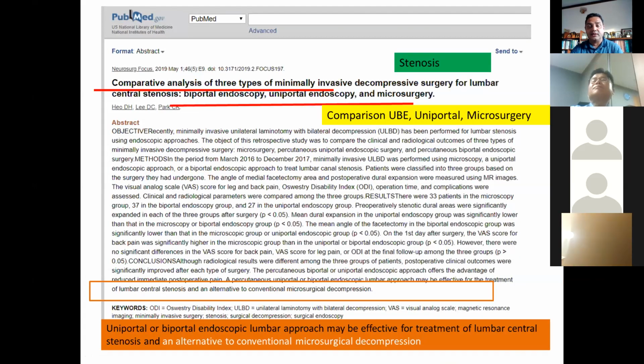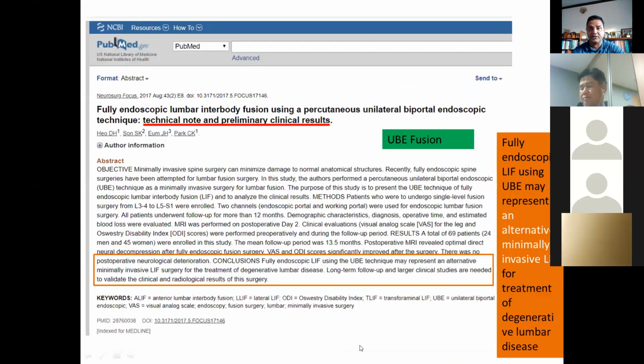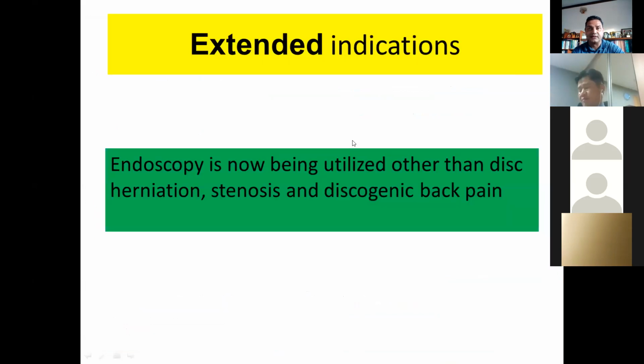And in a comparison study between UBE, uniportal, and microsurgery, the literature says that the uniportal or biportal endoscopic lumbar approach may be effective for treatment of lumbar central stenosis and can be an alternative to conventional neurosurgical decompression. We can also utilize UBE for fusion. It is an alternative, a more minimally invasive technique.